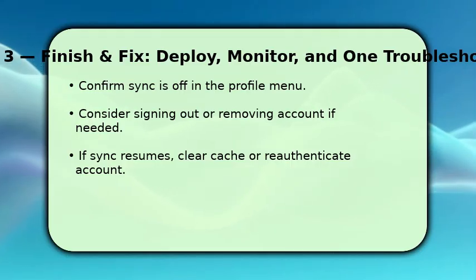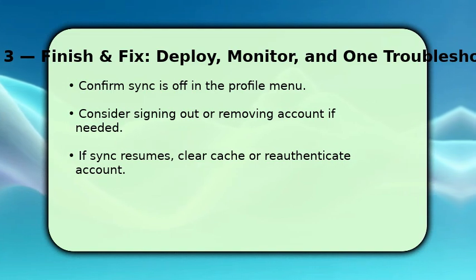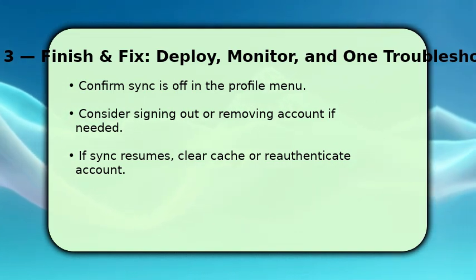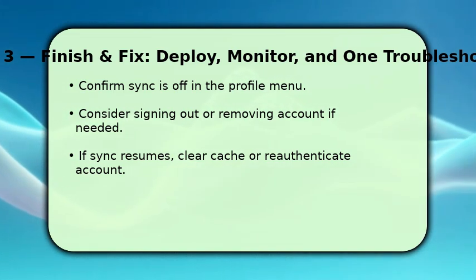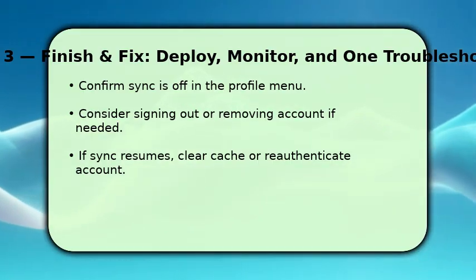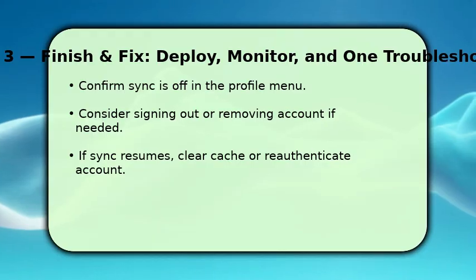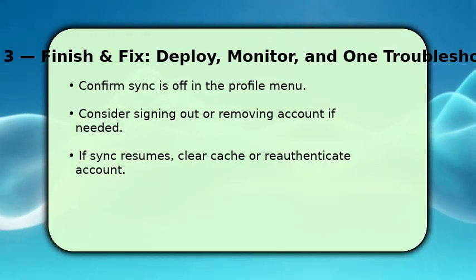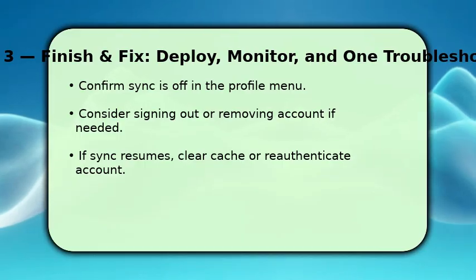That confirms the change. If you want a stricter break, sign out of the account or remove the profile. This prevents accidental reactivation across devices. If Sync unexpectedly turns back on, sign out and back in, clear Chrome cache, and check for extensions that manage accounts. If problems persist, re-authenticate your Google account and reapply the settings.